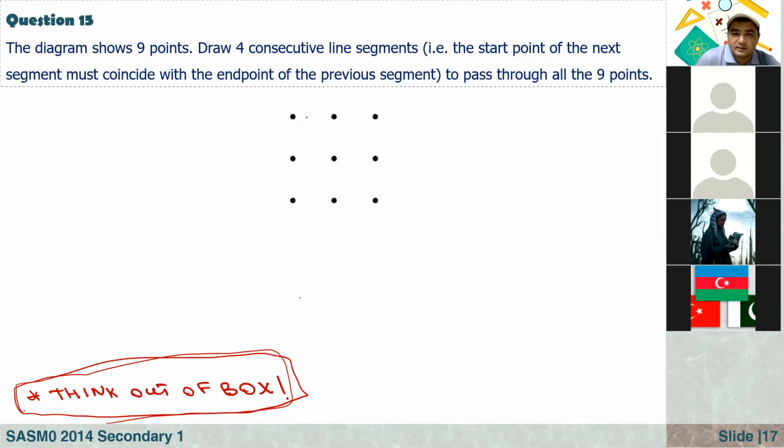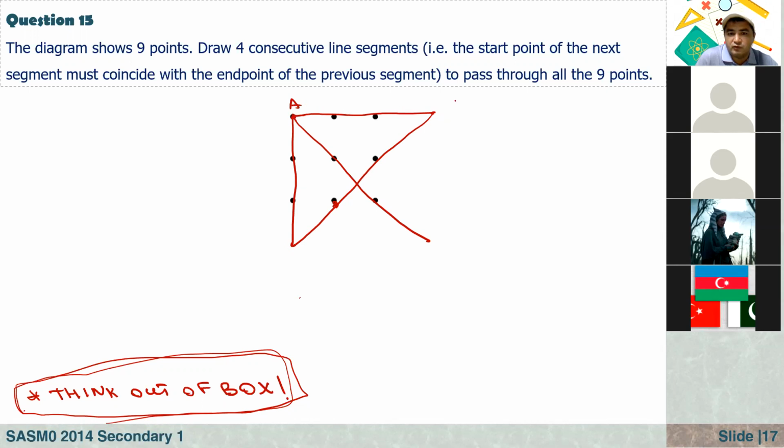Now I will draw like this. Starting from here, my first line segment is finished. My second line segment. My third line segment. And it actually passes through this one also. And the last line segment. How many lines? Starting from 1, right?